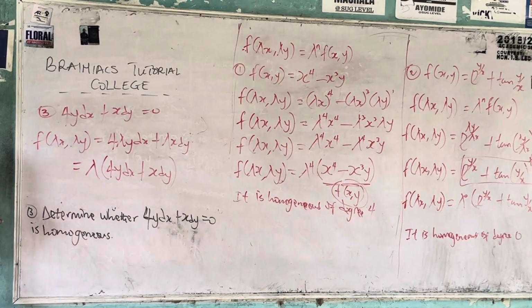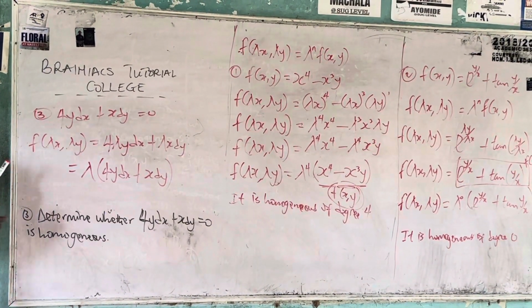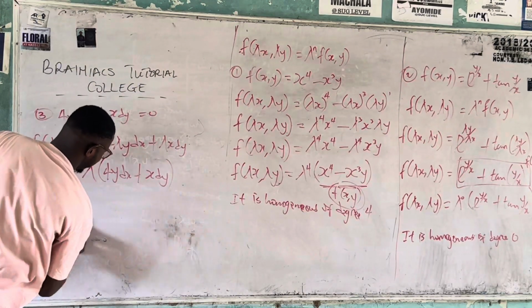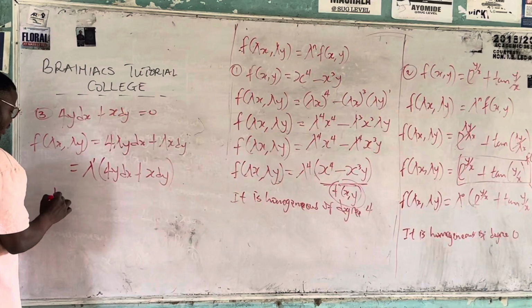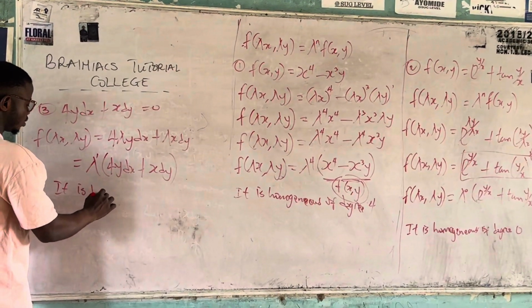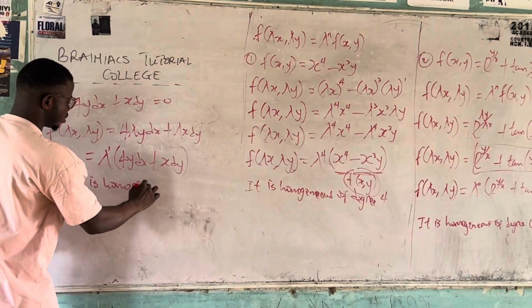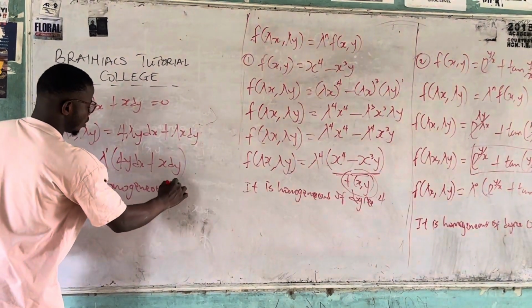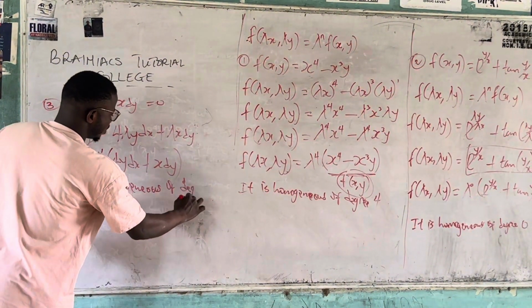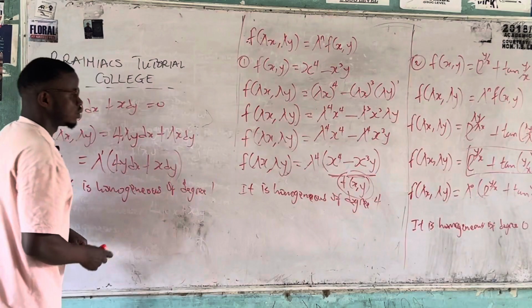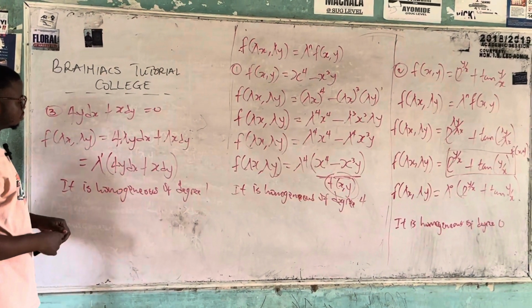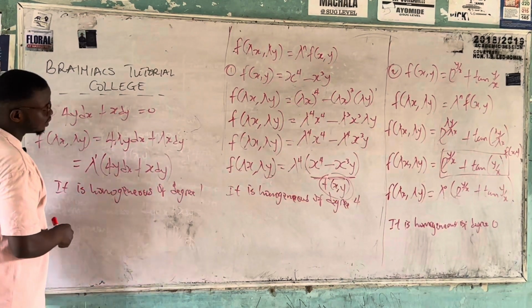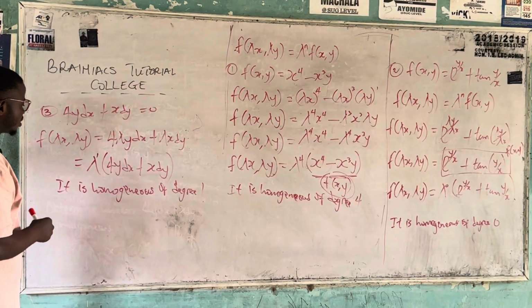And the question is, is it homogeneous? If it is homogeneous, then it is of what degree? So we can see that the function here is homogeneous of degree 1. So it is homogeneous of degree 1. So the degree there is 1. So that's what we have here. So that is all for questions 1, 2, and 3.